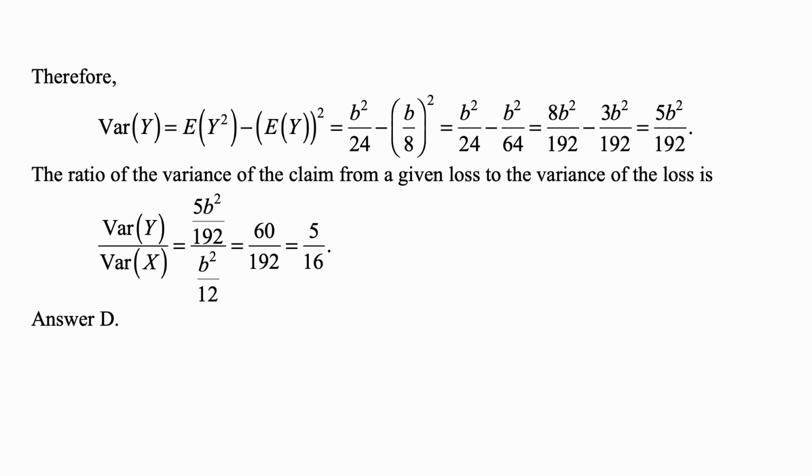And the ratio of the variance of the claim from a given loss to the variance of the loss is the variance of y over variance of x. So that's 5b squared over 192 divided by b squared over 12. That's the same as 60, which is 5 times 12, divided by 192, and that's equal to 5 over 16. And that's answer D.